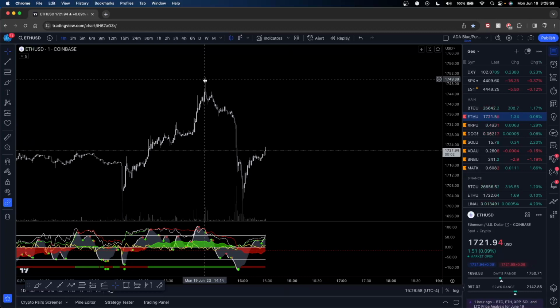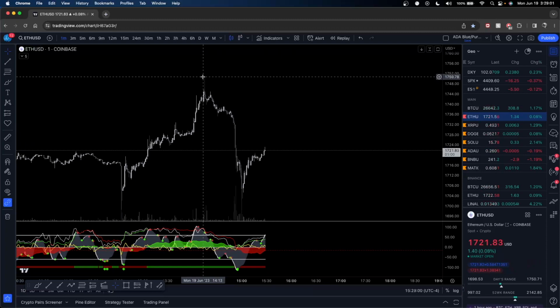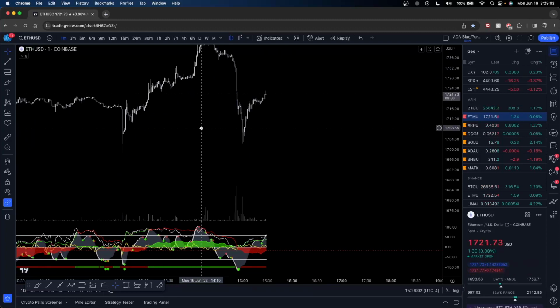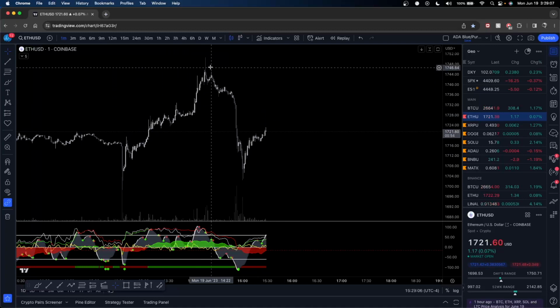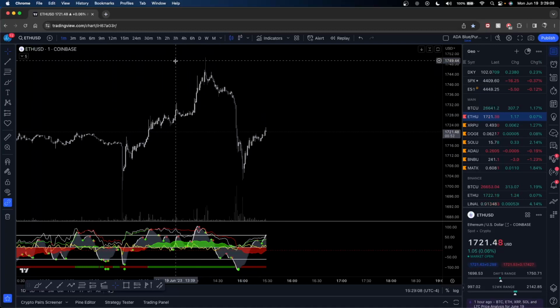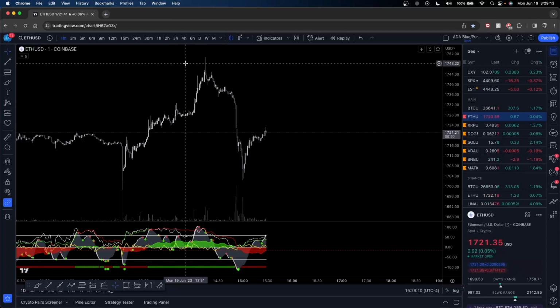So it's important to understand what's happening when you're trading, not just trading just to trade. We don't want that, right? It's important to know why the price is doing what it's doing.